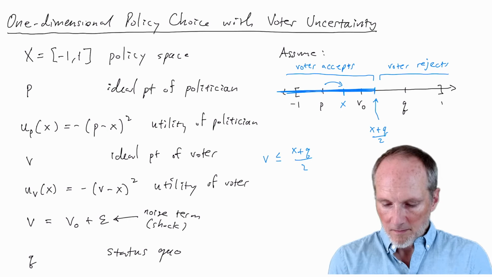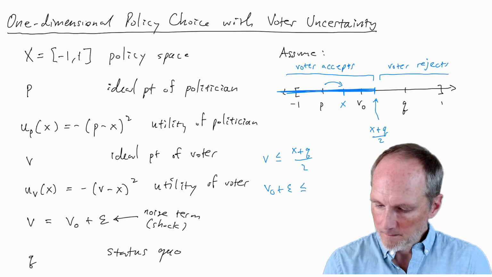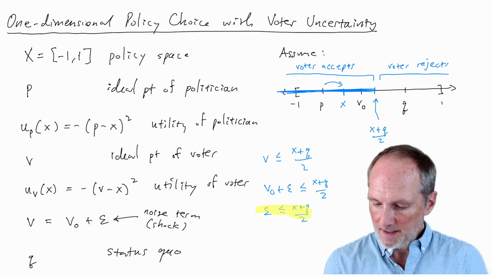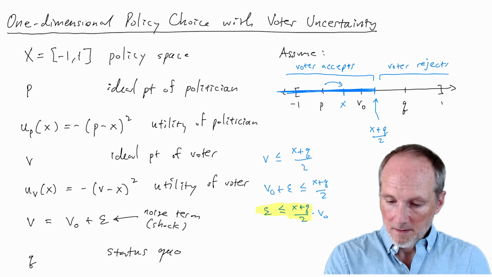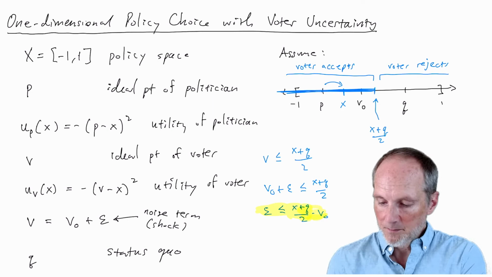Okay. Of course, we know V is V naught plus epsilon. And so, if we just subtract this V naught from both sides, the probability that the voter accepts is just the probability that the epsilon is less than, oh, I forgot the minus V naught. Okay. So the probability that the voter accepts is just the probability that epsilon, this noise term, is less than the midpoint minus the structural ideal point. Okay.